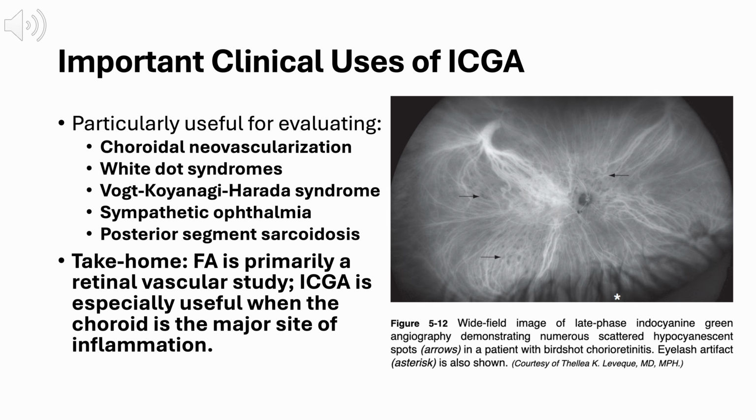Here's the clean take-home that pairs the two dye studies. Fluorescein angiography is primarily a retinal vascular study, while ICGA is especially useful when the choroid is the major site of inflammation. Match the modality to the layer you're worried about. Retina? Think FA. Choroid? Think ICGA.